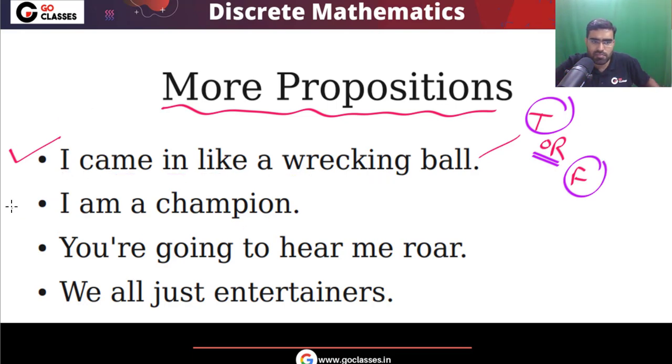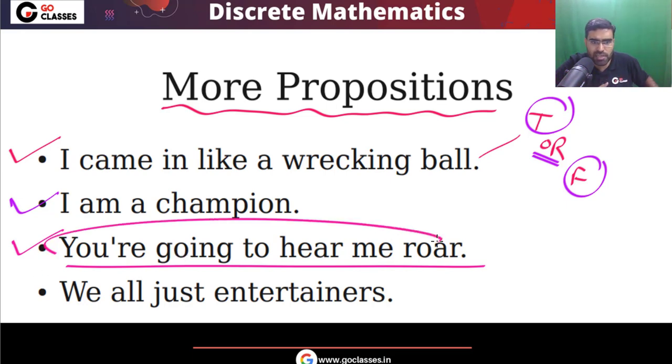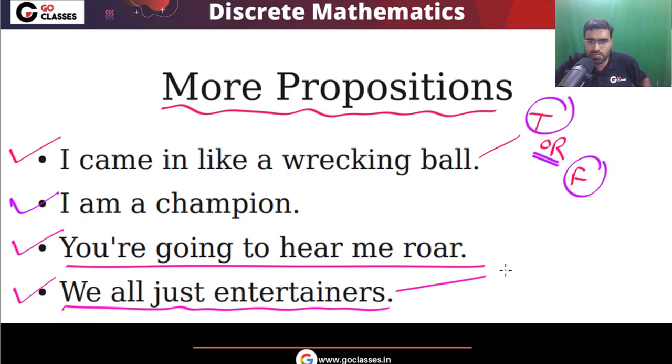Next, I am a champion. This is also a proposition because either it will be true or it will be false. You are going to hear me roar. Either you will hear me roar or maybe you will not, but the point is simple that this is either true or false, but not both. We all just entertainers. This is also either true or false. To this sentence you can assign either true or false, one of them. So that is the reason this is also a proposition.